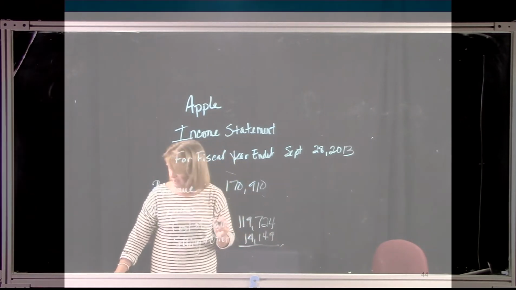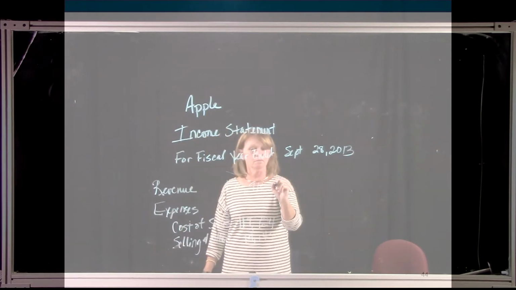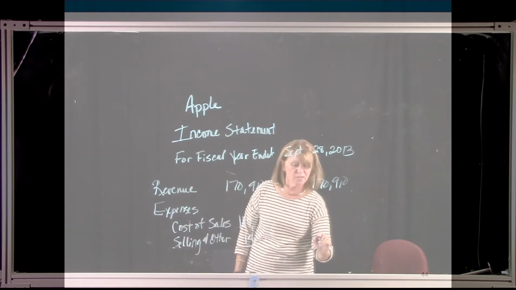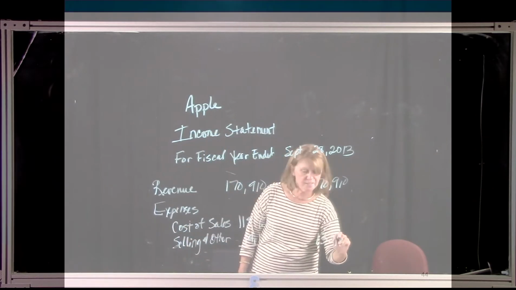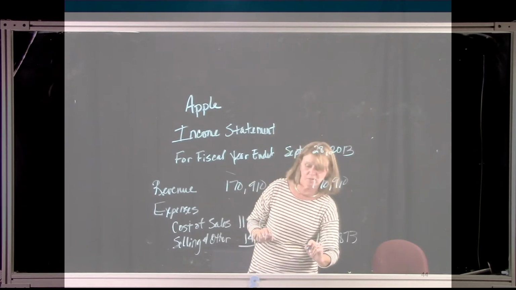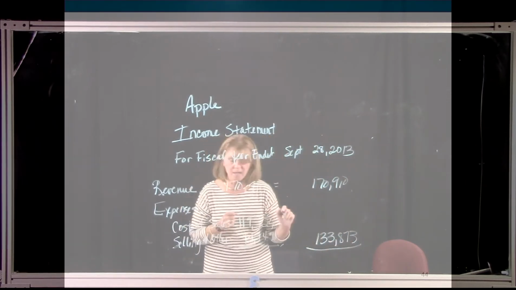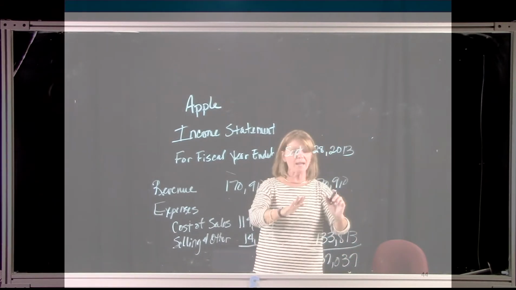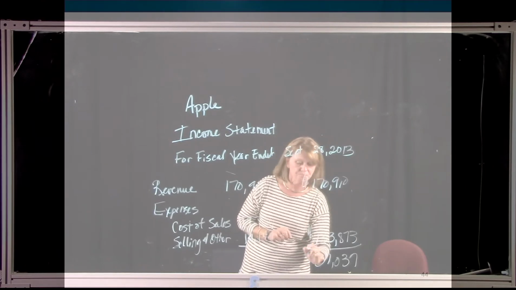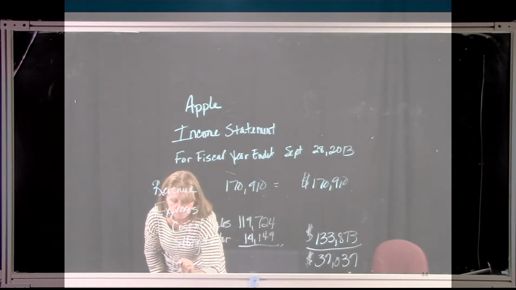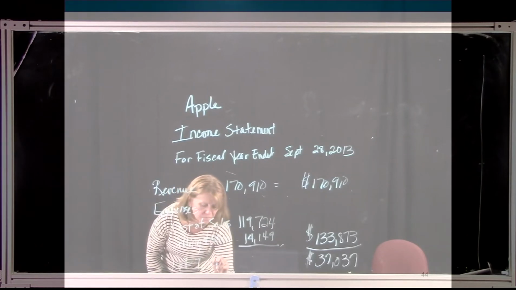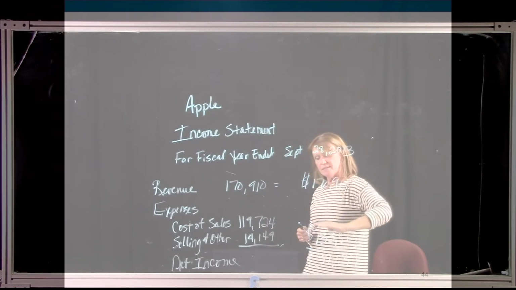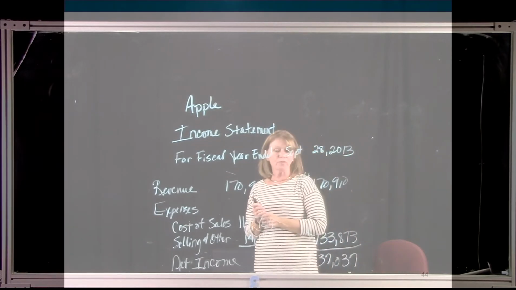So our total expenses are $133,873. I just added these two numbers together. And our net income is $37,037. So all I did was subtract. I took our revenue, I subtracted our expenses, and our net income was $37,037.